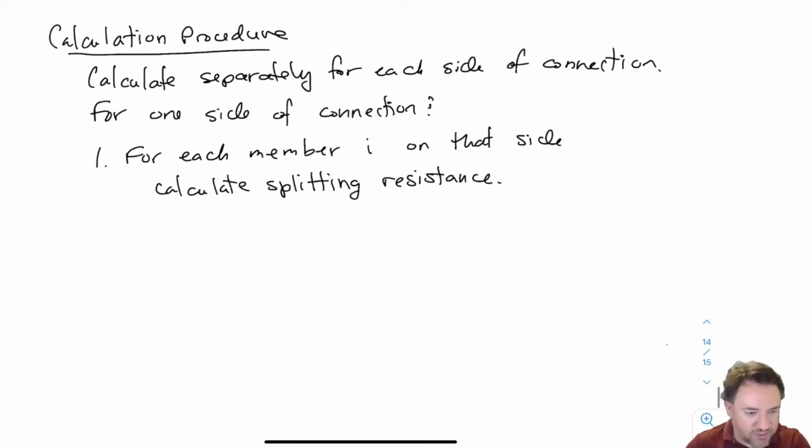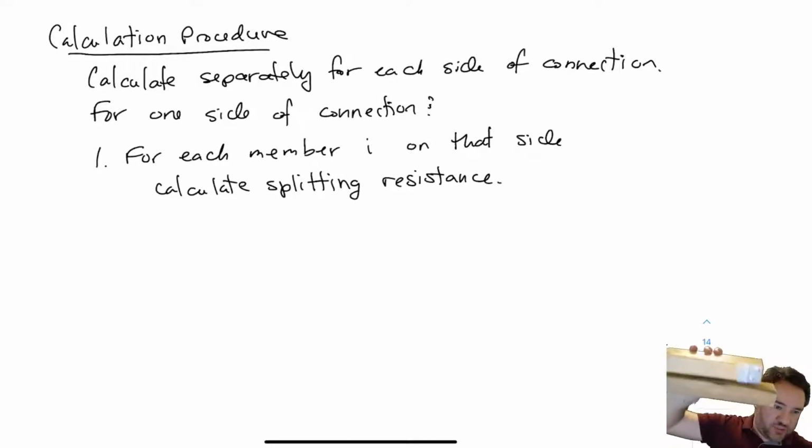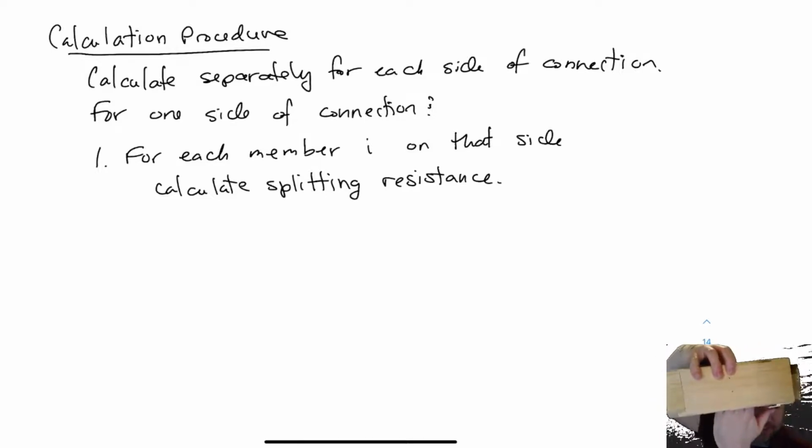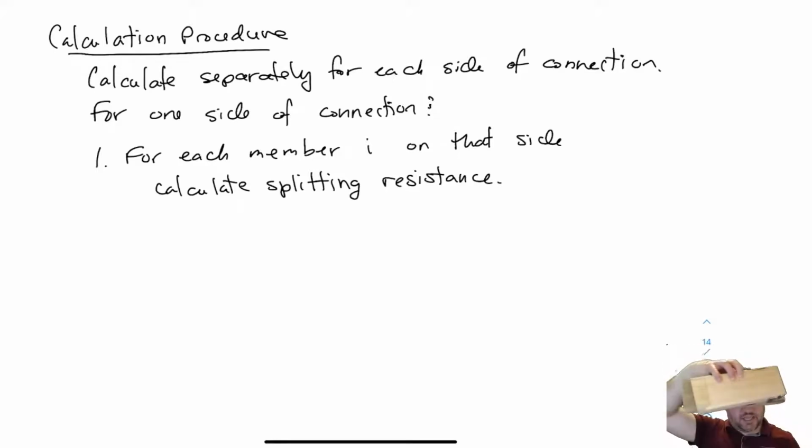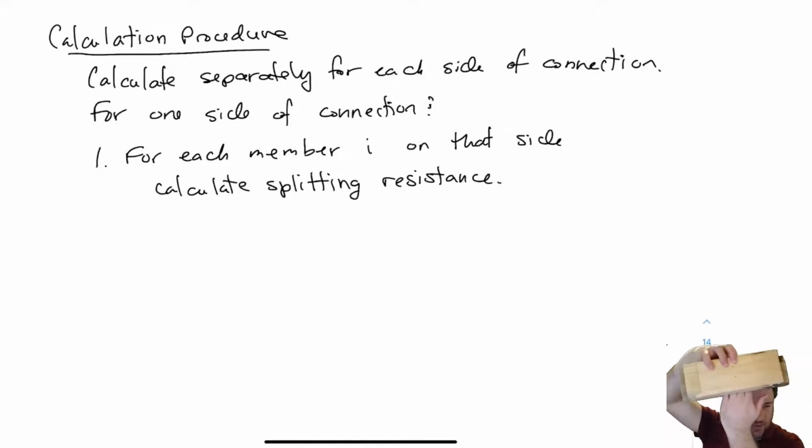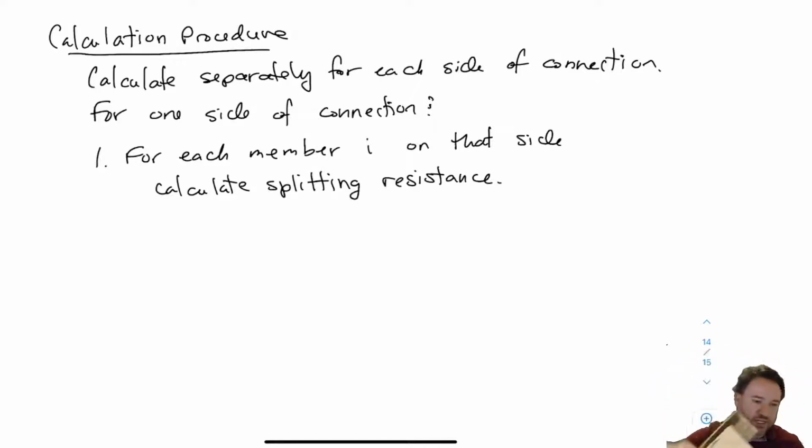Okay, so for each member on that side of the connection, so what's the case that I could have 2 members on that side? What if I had 2 members like this, and I had a plate in between, and the plate was then hanging? That's a case where I would have 2 members on one side, those would be the splitting ones, and 1 member on the other side of the connection, which is the one that's pulling down. So then I would have 2 of these to add up.